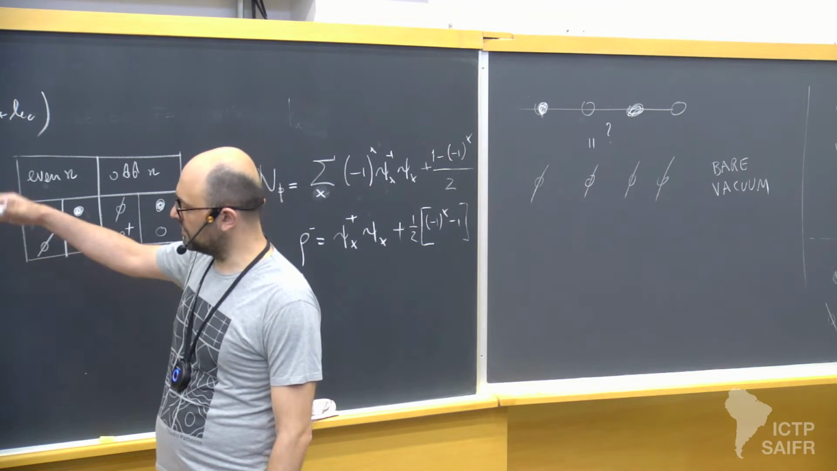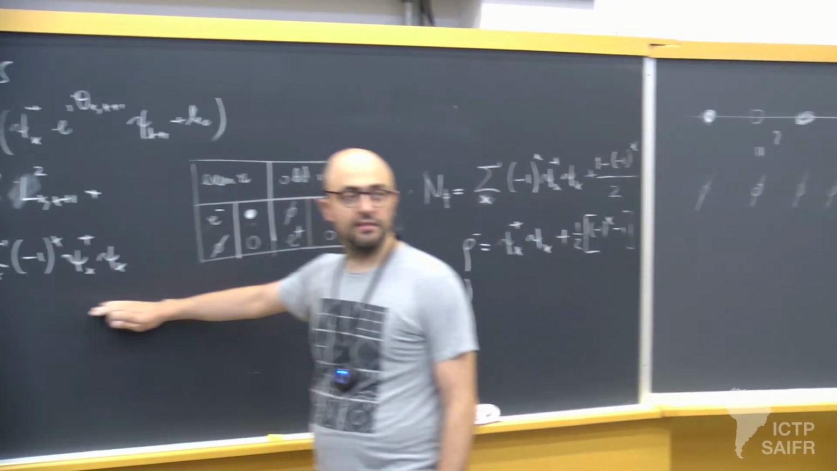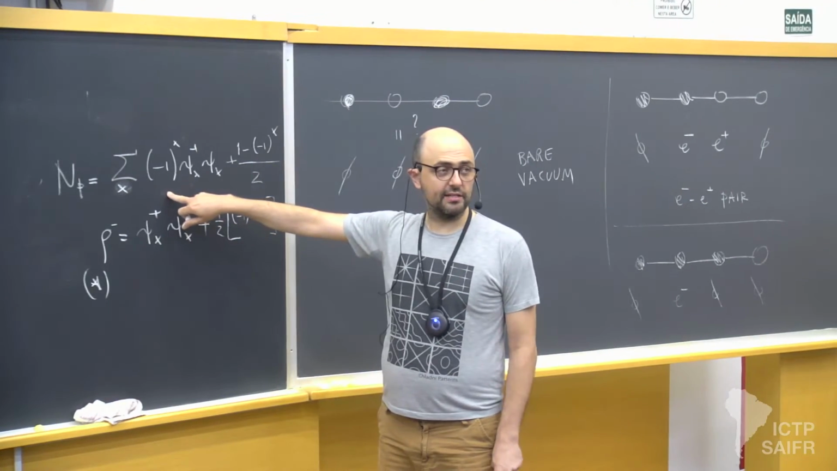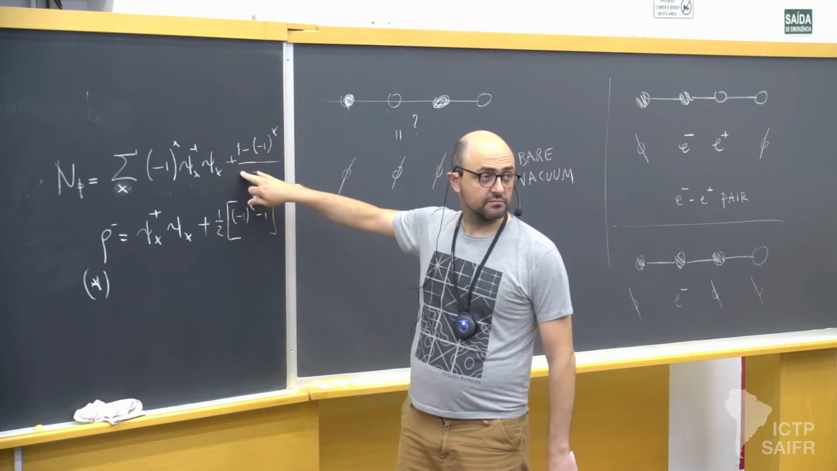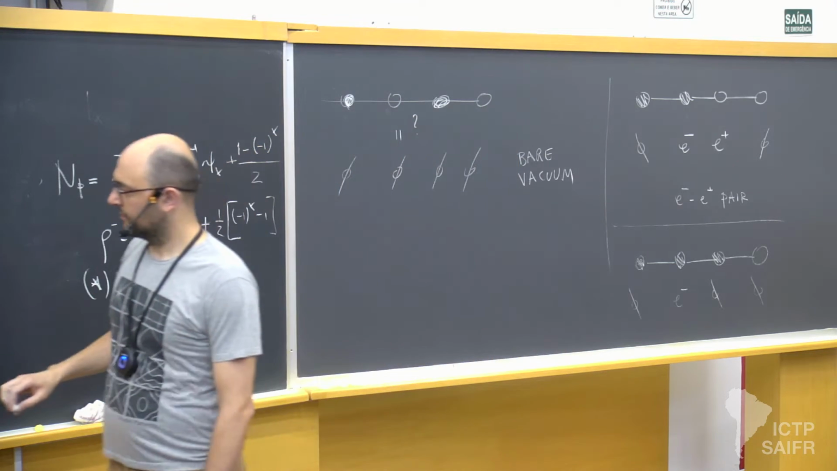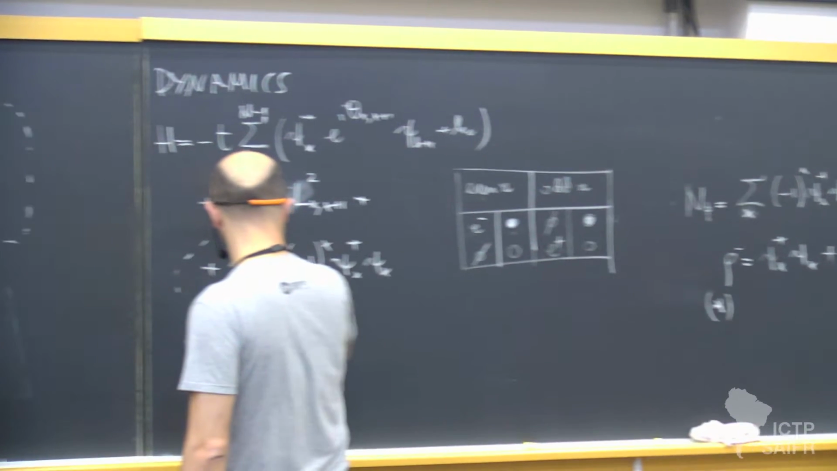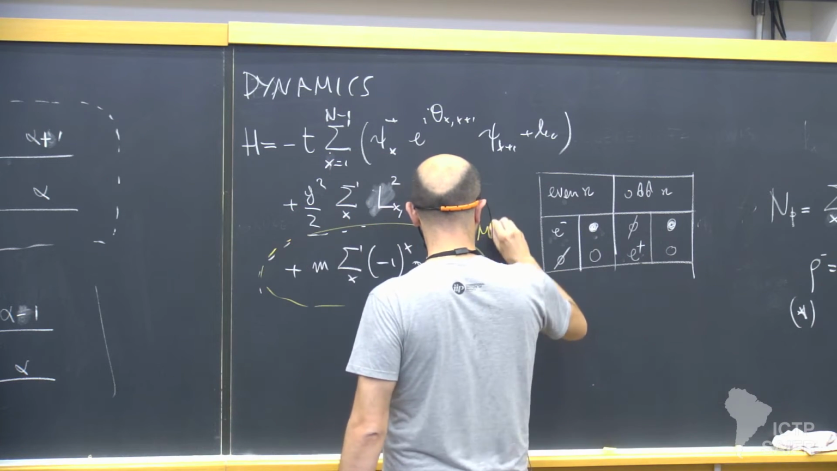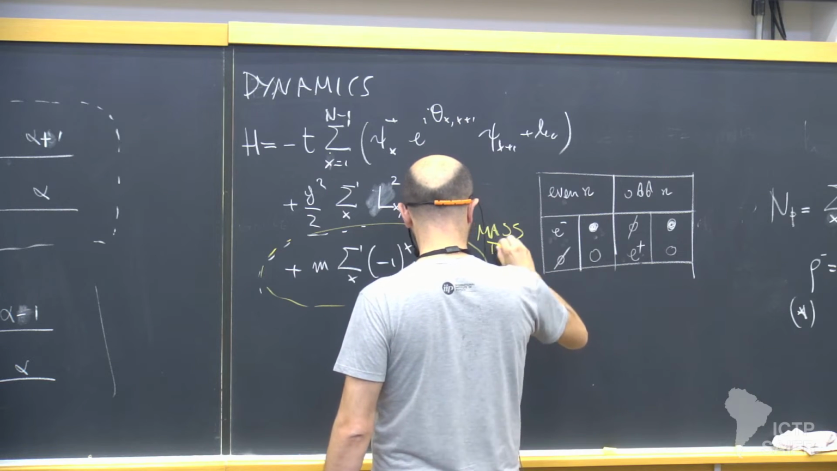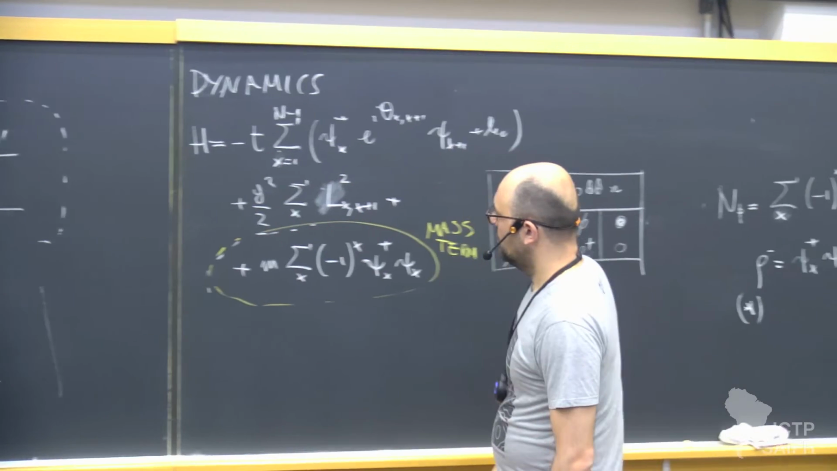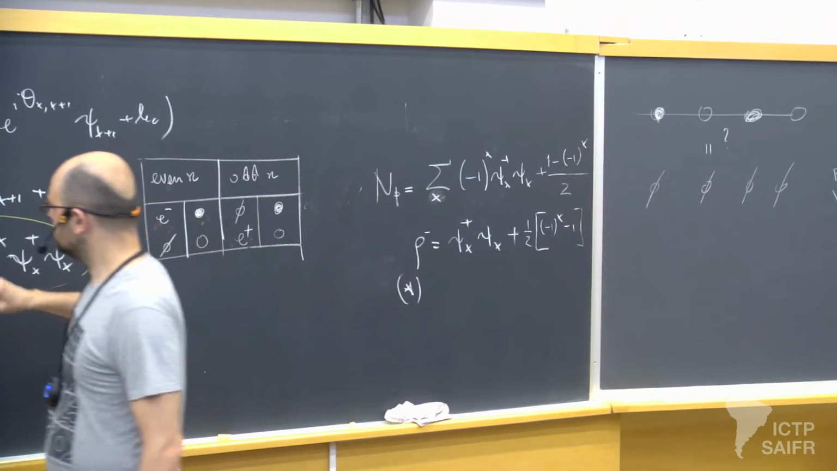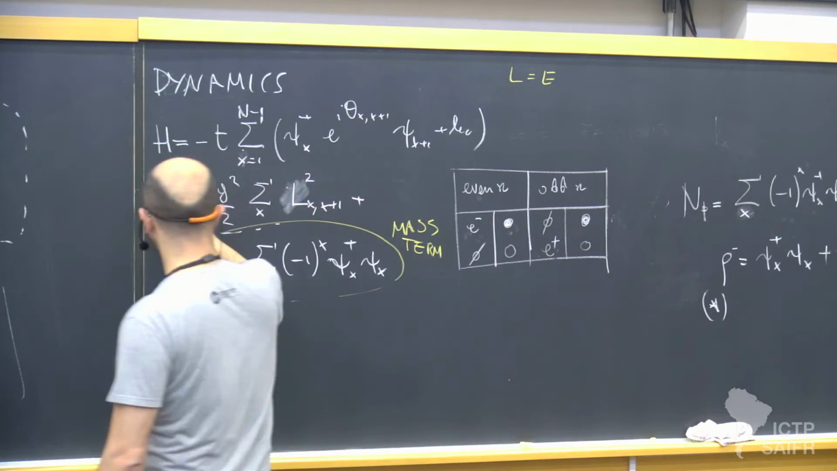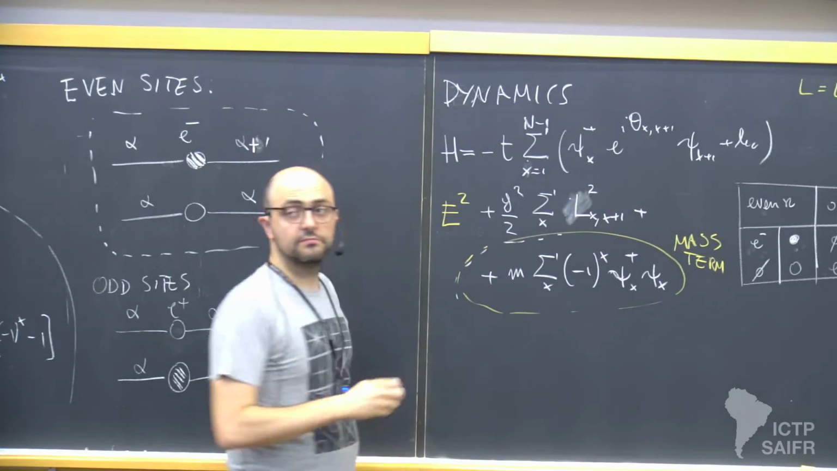Now let me tell you what these terms are. The last term is easy. It is a mass term essentially, counting whether we have particles or not up to a constant. This is what we call the mass term. The second term, since L is essentially our electric field, is nothing but the electric field squared term.